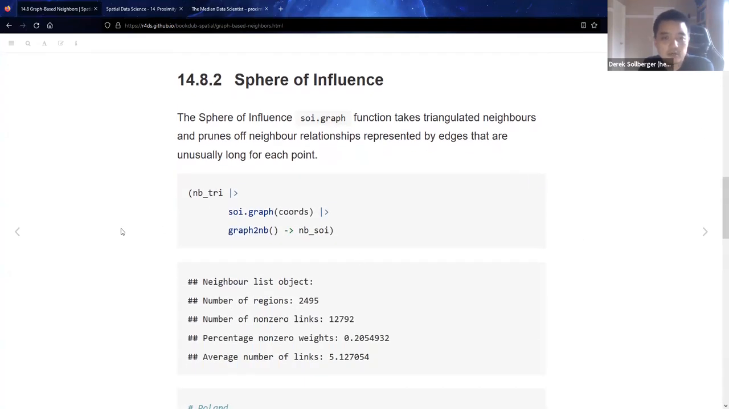Thus, there's a further calculation that you might find helpful called a sphere of influence. It takes the triangulated neighbors and removes or prunes off relationships where the edges are unusually long, where you have lines in the graph that are essentially outliers because they're too long. So we'll run the triangulation through a calculation that computes these spheres of influence to try to keep nodes close together in some sense. And we'll retain that information here. Same number of nodes. It's probably annoying if I keep scrolling up and down, but a smaller number of links because some of them have been removed. And the average number went down as well.